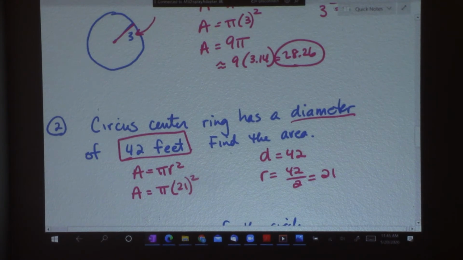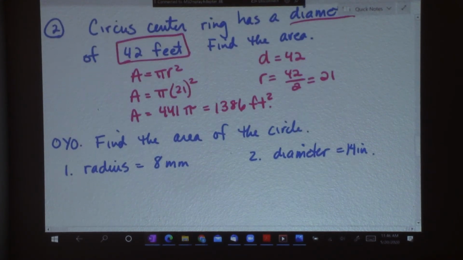So I'm going to put 21, don't let that scare you. 21 times itself is 441, okay? And if I work that out, 441 times 3.14, I get about 1,386 square feet. Now be careful, with area, it's squared, because we're not looking at one dimension, like circumference or length, that's one dimension. We're looking at 2 dimensions, so it's squared with a 2, all right?